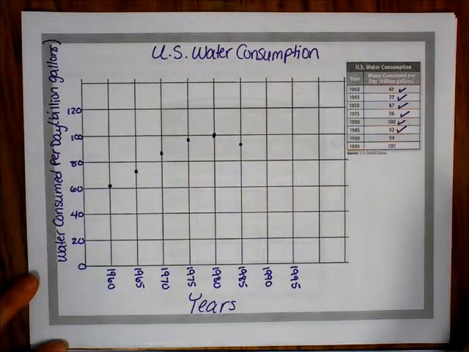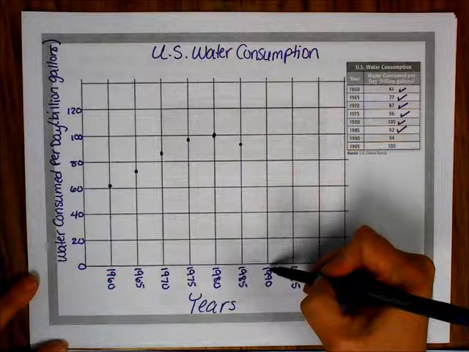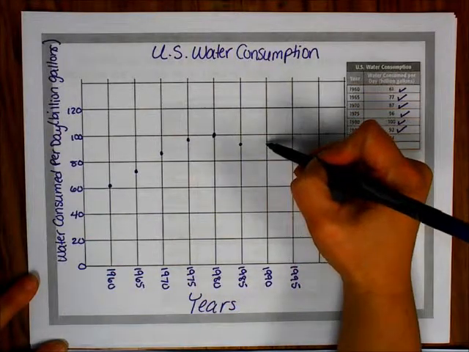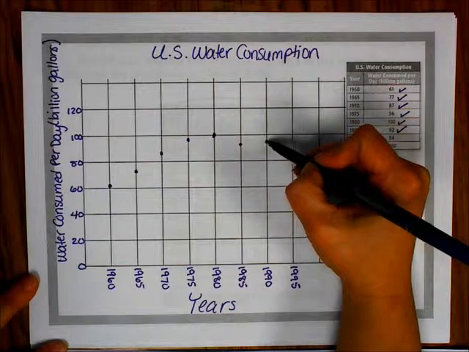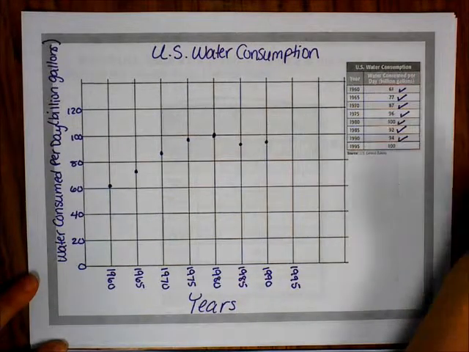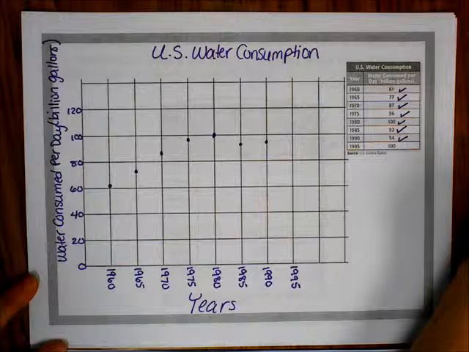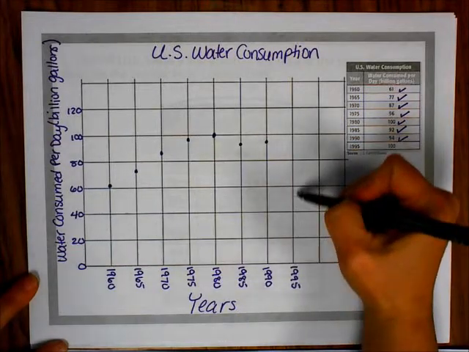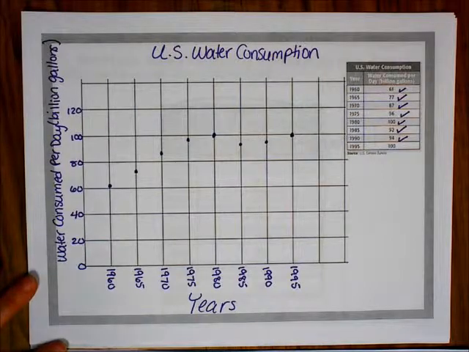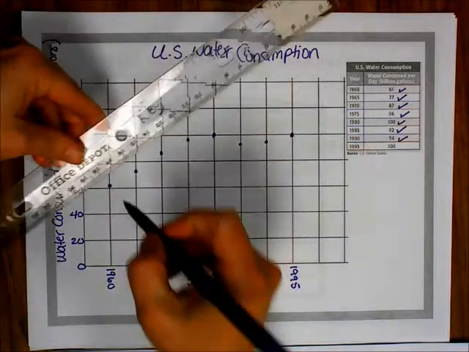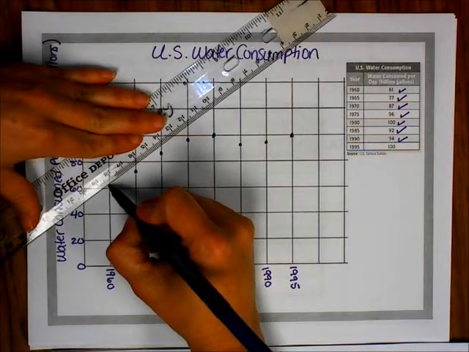Then in 1990, it was 94 billion gallons. So I'm going to go up. We know that this was 92, so 94 is going to be just a little bit higher. And then in 1995, it was 100. Now you need to use your ruler to make straight lines between the dots.